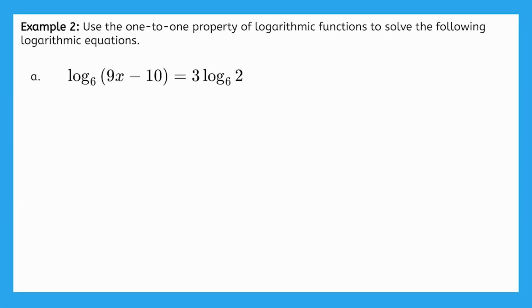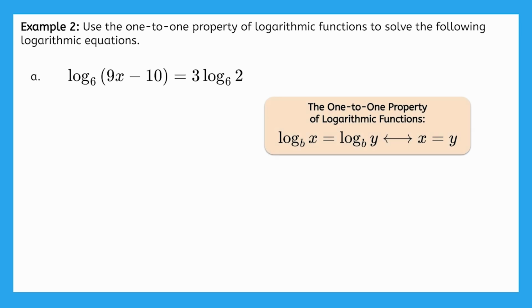Let's solve the logarithmic equation log base 6 of 9x minus 10 equals 3 log base 6 of 2. How is this equation different from the other log equations we've solved? This time we have logarithms on both sides. Thankfully, these logs have the same base, so we could potentially use the one-to-one property to simply set the arguments equal to each other. But for us to be able to do that, the equation would need to be in the form log base b of x equals log base b of y.